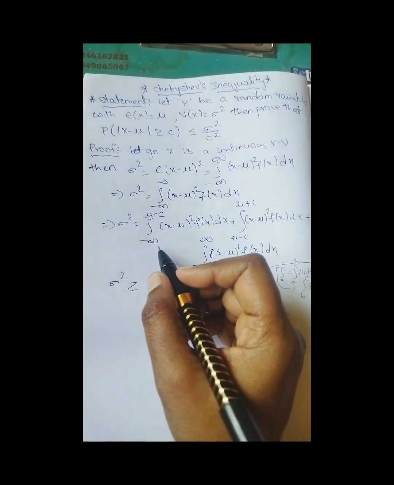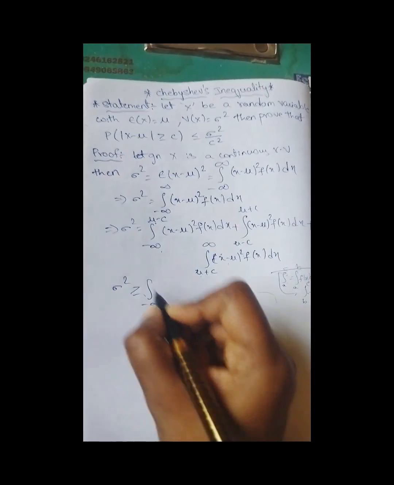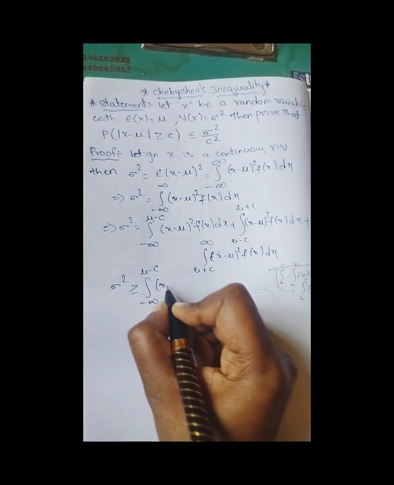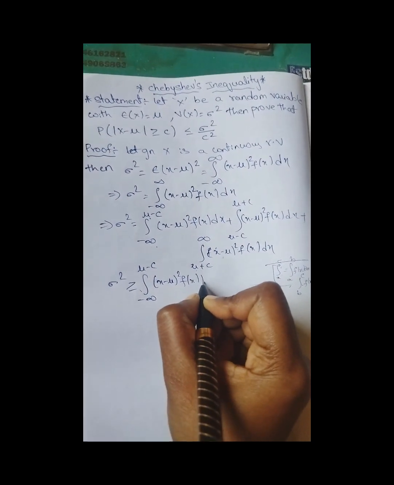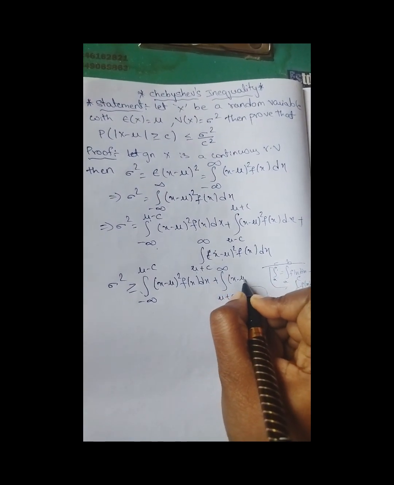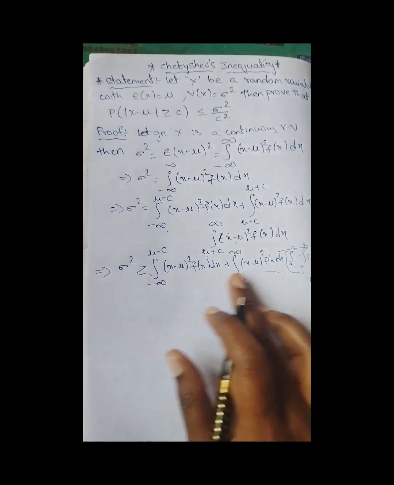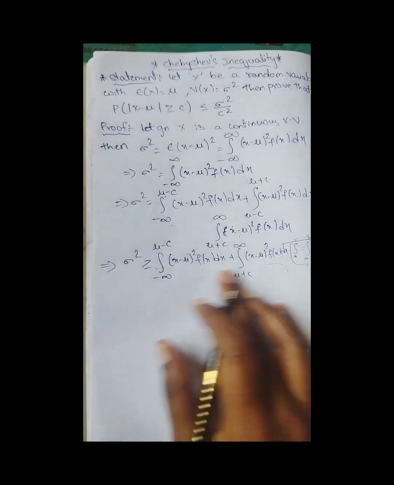Now, I want only this. So the equality symbol changes to greater than or equal to the integral from minus infinity to mu minus c of X minus mu whole square f of x dx, plus the integral from mu plus c to infinity of X minus mu whole square f of x dx. So, this we have taken now. Now, clearly let us solve one by one.